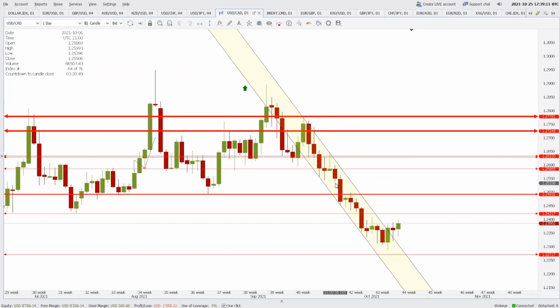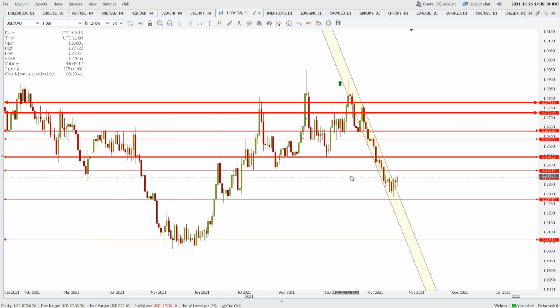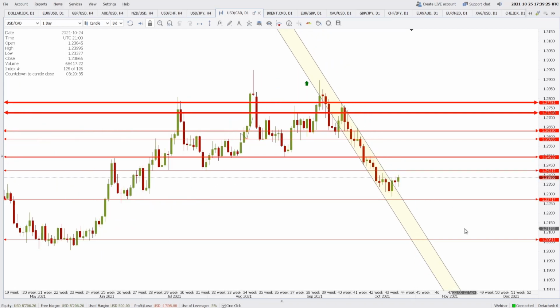Talking about the USD CAD, 1.2421 is the immediate resistance now, and 1.2271 is the support. But I'll not be looking for buying this market because this is a selling market. So I'll be looking for selling at around 1.2493 or maybe the 1.2421 region. And support is 1.2271 in this market.